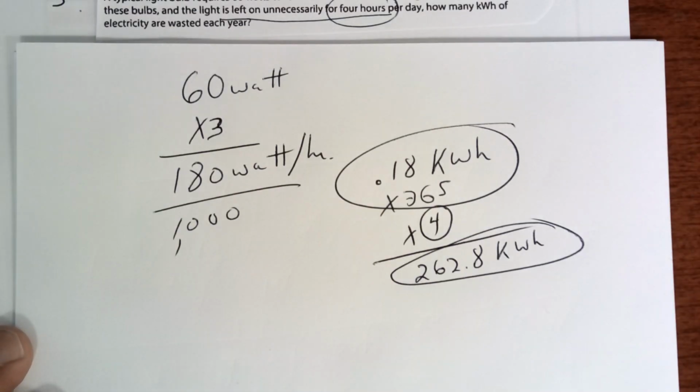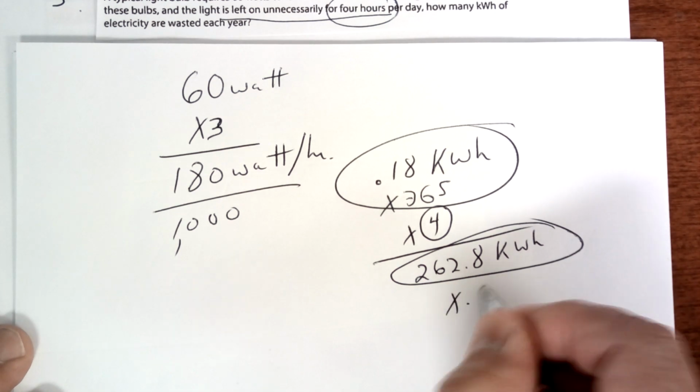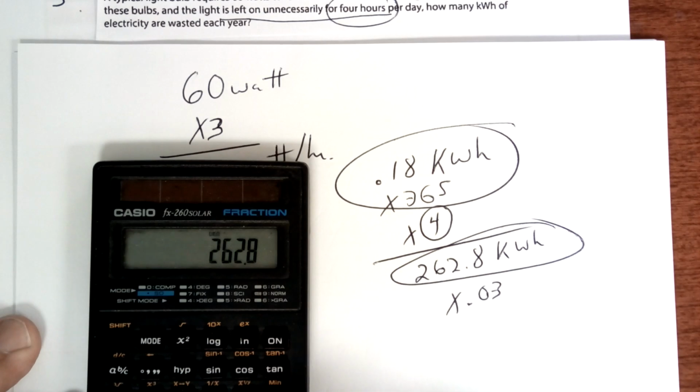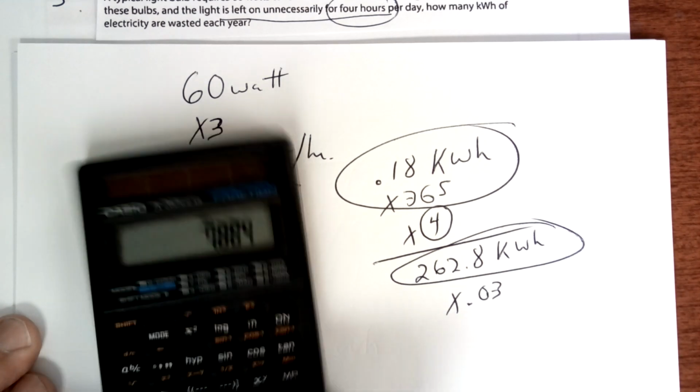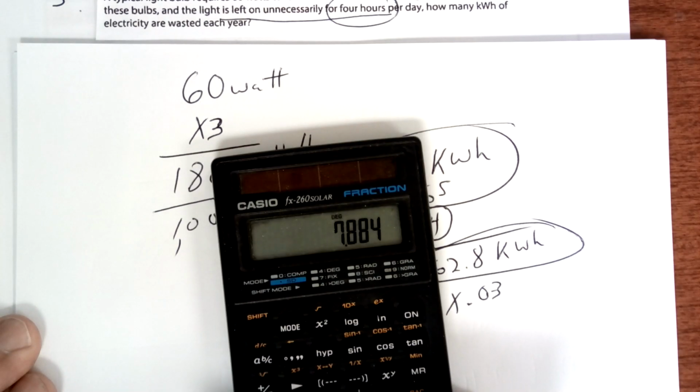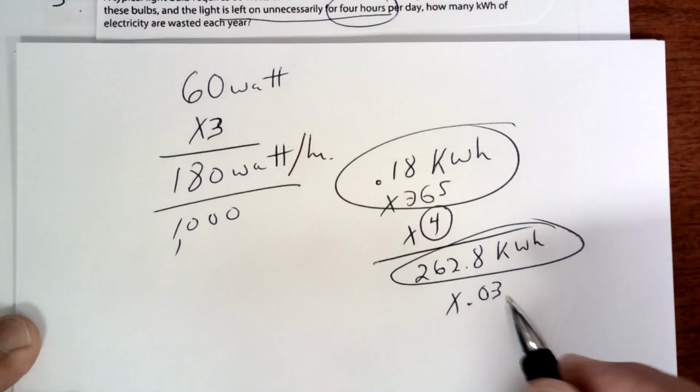Now what they could tell you is the cost of that. So let's say it was 3 cents. So you would multiply by 0.03 to figure out how much money you waste. So times 0.03, and I'm adding to the problem here, you would waste about $8. Okay? All right, let's take a look here.